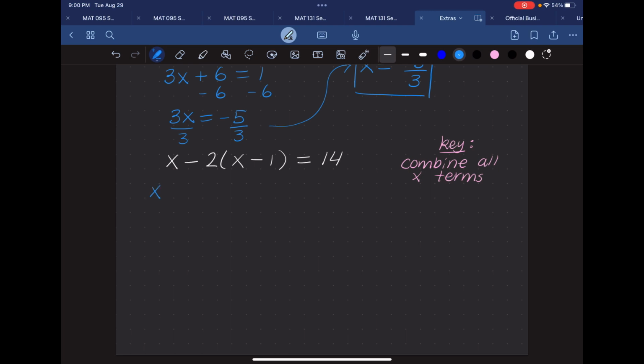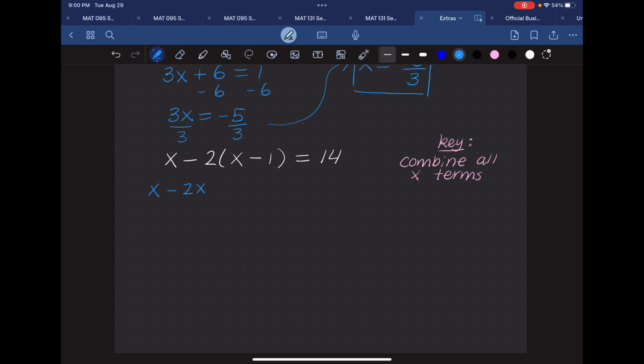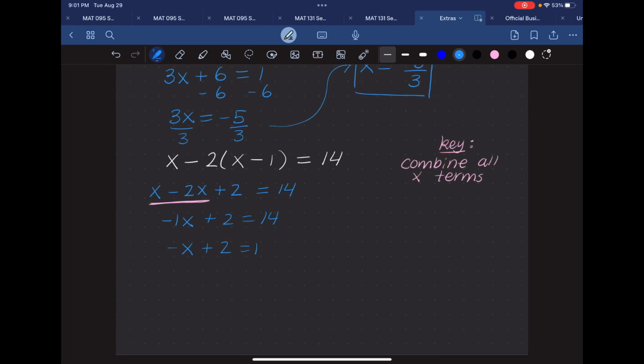So I have this x minus, I'm going to distribute the 2. So I have minus 2 times x, and then minus 2 times a minus 1, which gives me plus 2. And then I get equals 14. And now I'm going to combine my like terms right here. I have an x minus 2x. Well, 1x minus 2x is going to be a negative 1x. And so I have negative 1x plus 2 equals 14. Note, I could just write this as negative x plus 2 equals 14.